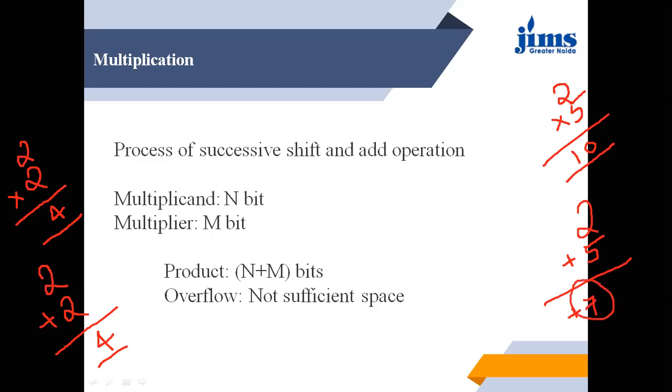As we know, the speed of the processor is so fast that it works in fractions of seconds. So instead of multiplication, it performs addition. 2 multiplied by 5 means we are adding 2 five times.